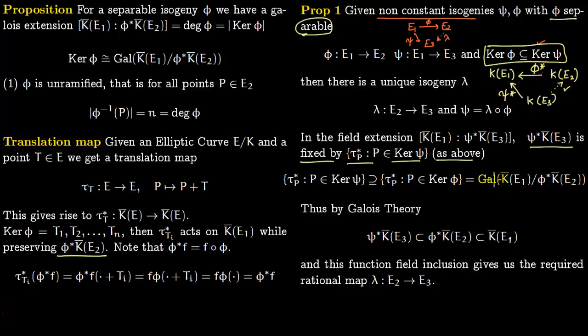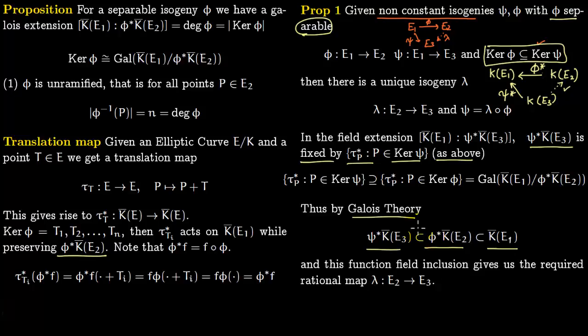Notice that in Galois theory there is kind of a contravariance. The morphisms which fix phi star ke2 are going to fix these points. They are obviously going to fix the points of the kernel of psi, because these points are contained within the kernel of psi. Obviously those morphisms might fix some more points, but they will at least fix these points here. So the points lying in the kernel of psi are going to get fixed. Therefore by Galois theory you have psi star of ke3 lying within phi star of ke2, which lies within k bar of e1.